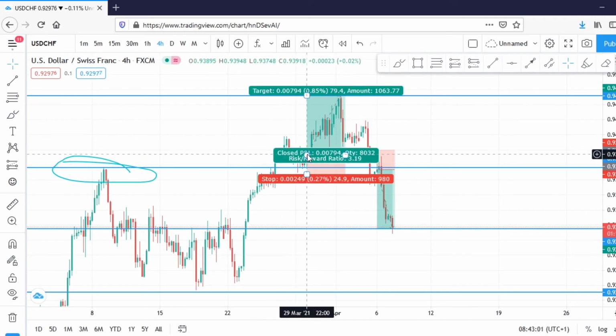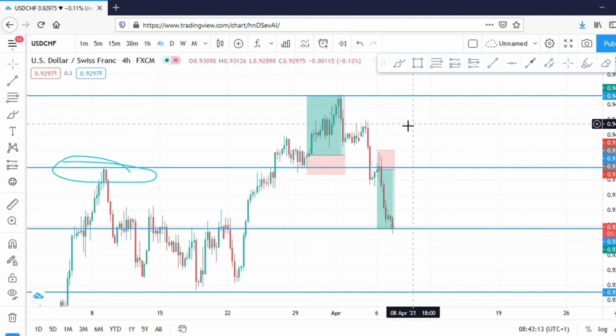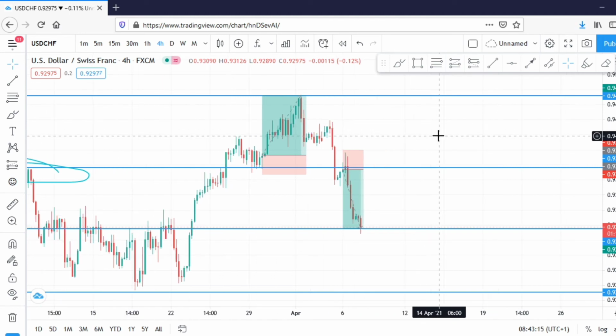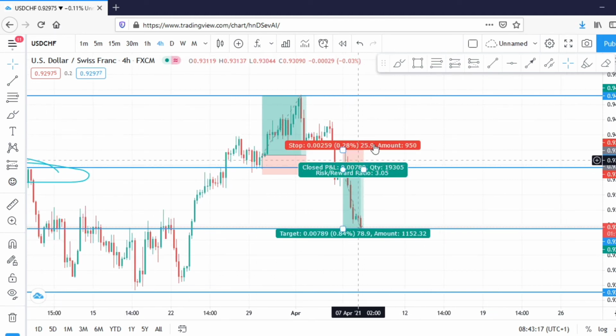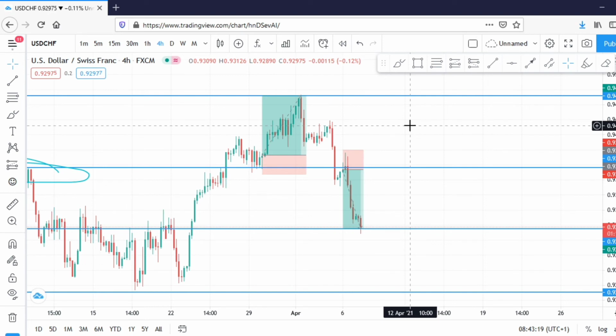So I entered the market and I put my take profit at the next resistance level, which gave me a profit of 79 pips and a risk reward ratio of 3.19, which was a very good trade.